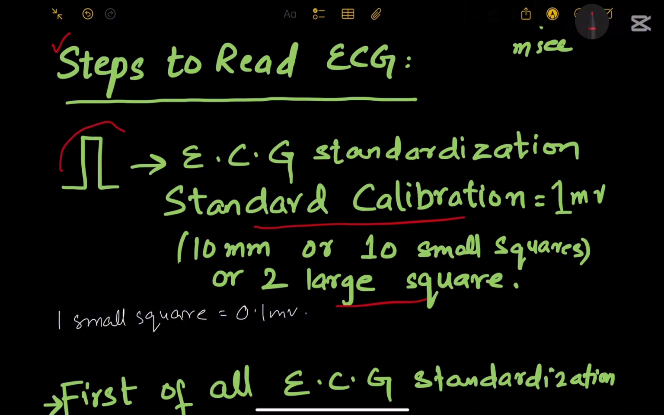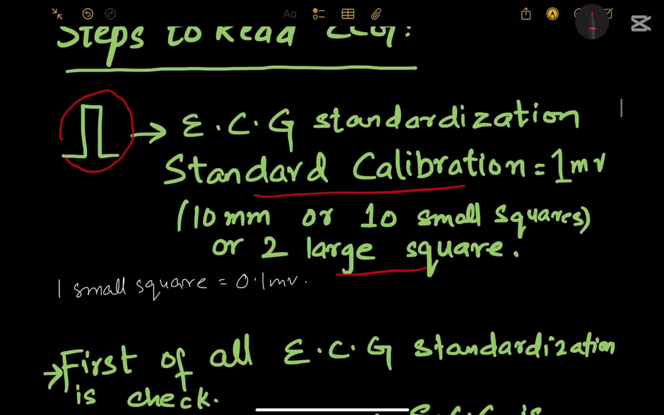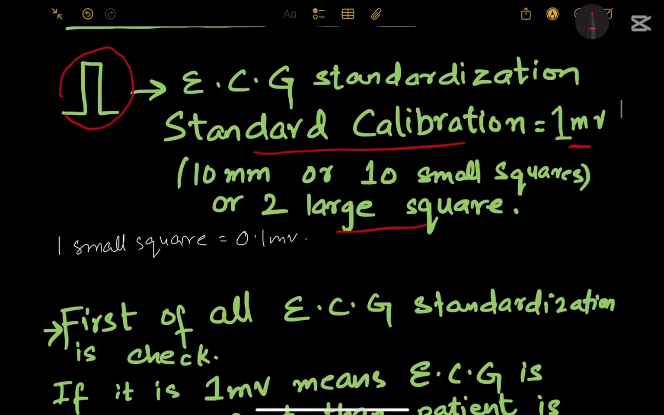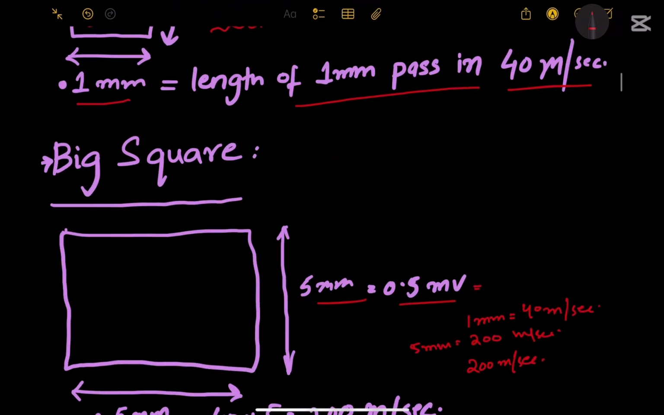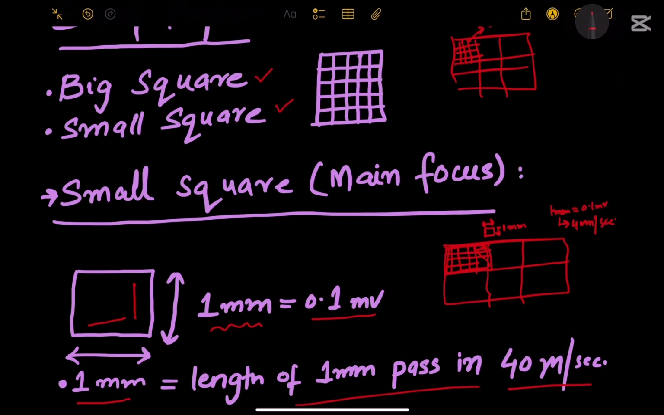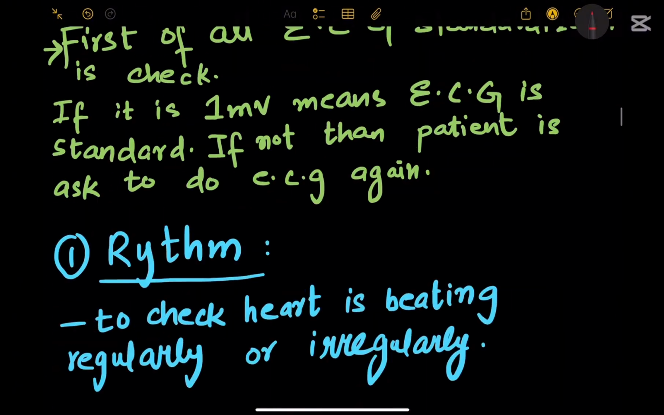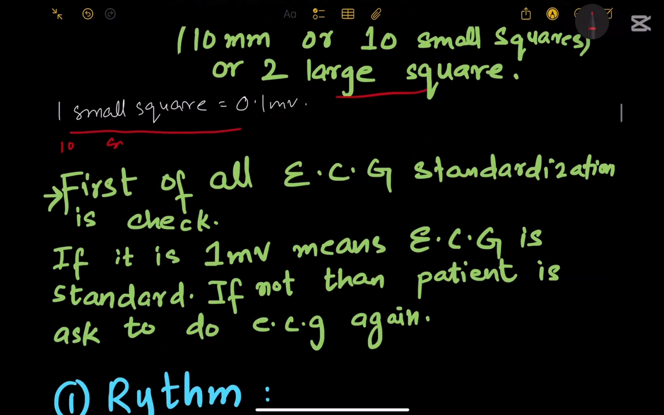This is the ECG standardization, the standard calibration, and it is equal to 1 millivolt, that is 10 millimeters or 10 small squares or 2 large squares. One small square is equal to 0.1 millivolt, as we have discussed here. So 10 small squares will be equal to 0.1 multiplied by 10.